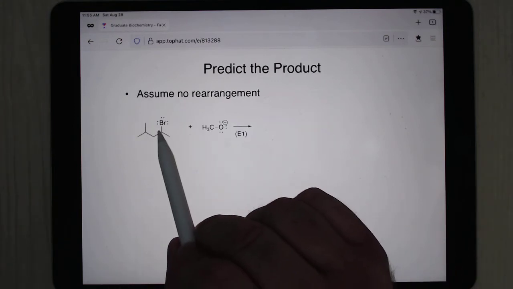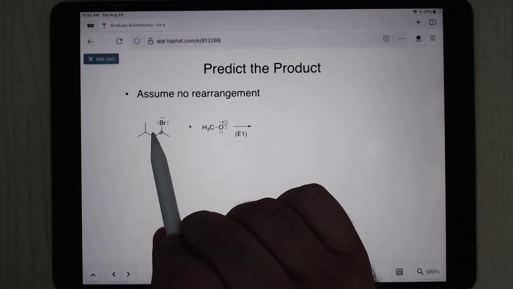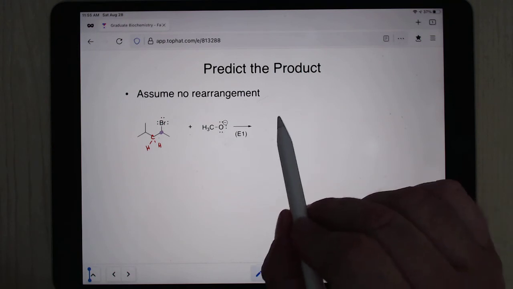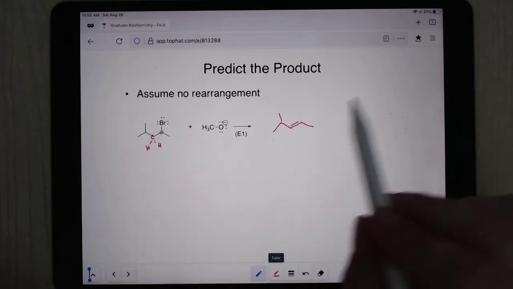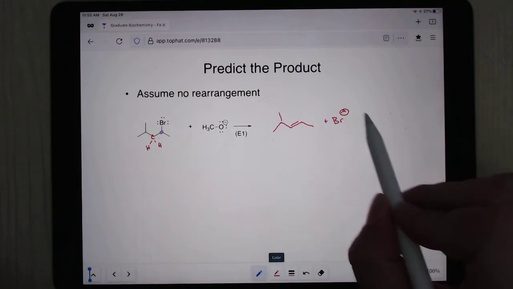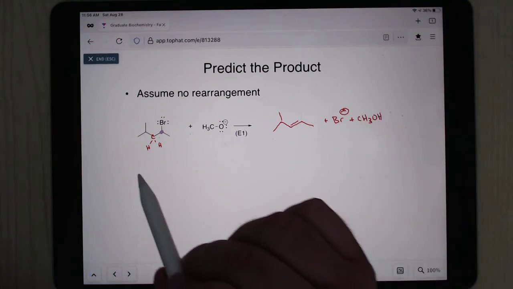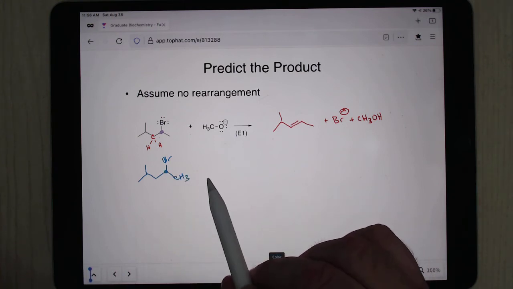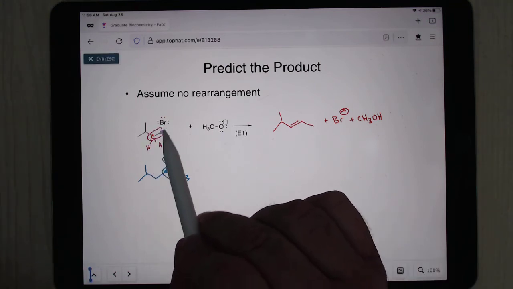Now for here, this is where our leaving group is, so we have to look on either side. We look on the left side. There's one hydrogen on that side, so that means we're going to have a product on that side, plus Br minus plus CH3OH. We can also look on the other side. There's one over here, so we can make a double bond there.